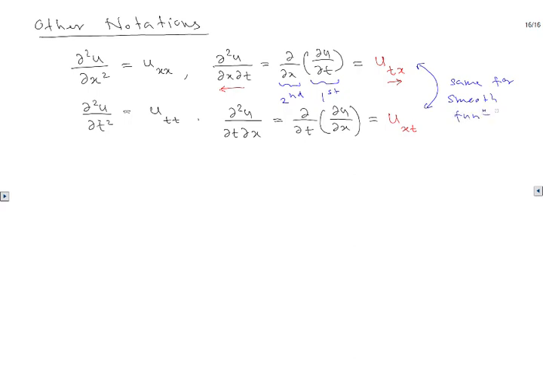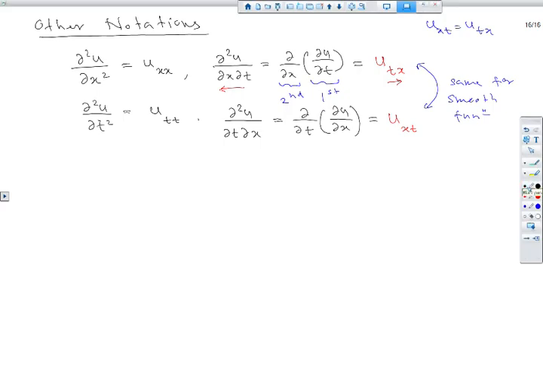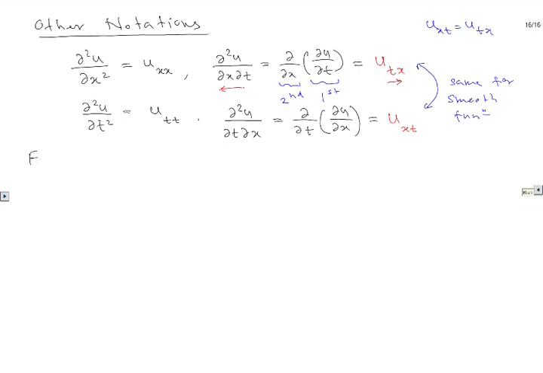So for most of the functions that you see on a regular basis, you're going to see that u_xt equals u_tx, but you can easily find some function where this result doesn't work. So it's only for smooth functions. Good. Now I will give you one for you to practice a little bit more. I'm going to call this the exercise.